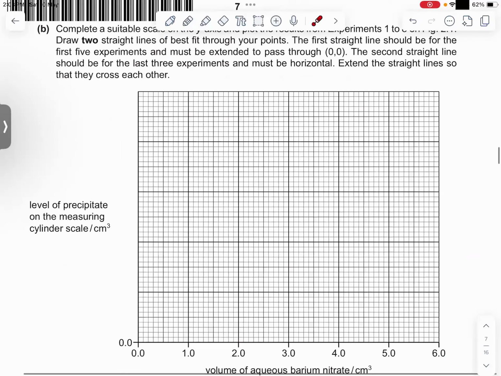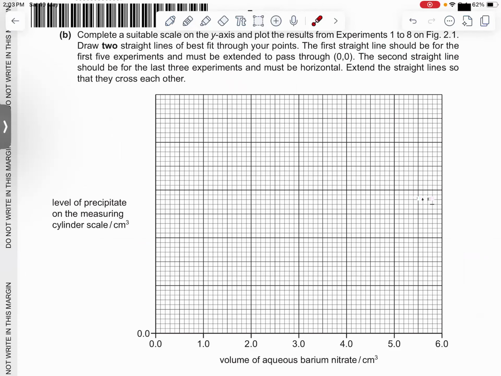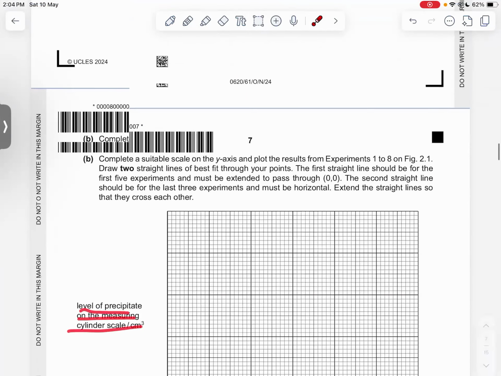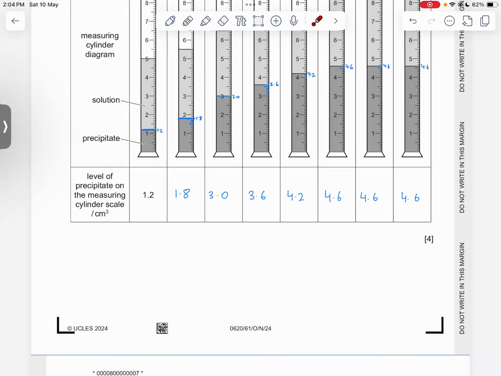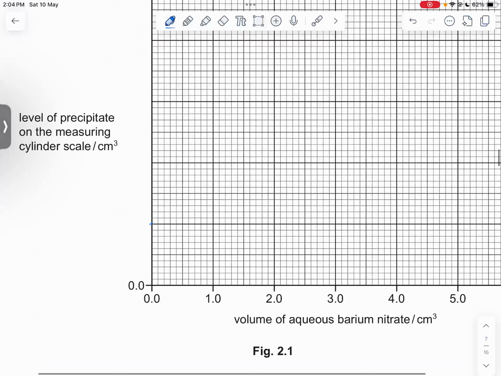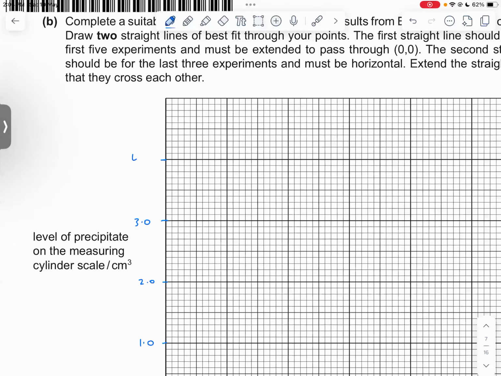Next question, we want to add on a graph. Now you can see at the bottom, they've mentioned the axis and they've labeled it. Over here, they want to tell us about the level of precipitate on the measuring cylinder. The maximum value is 4.6, meaning we can take 5 as a whole number as the cap, and we can go from 0 to 5 on the graph. So let's make it 1.0, 2.0, 3.0, 4.0, and 5.0.